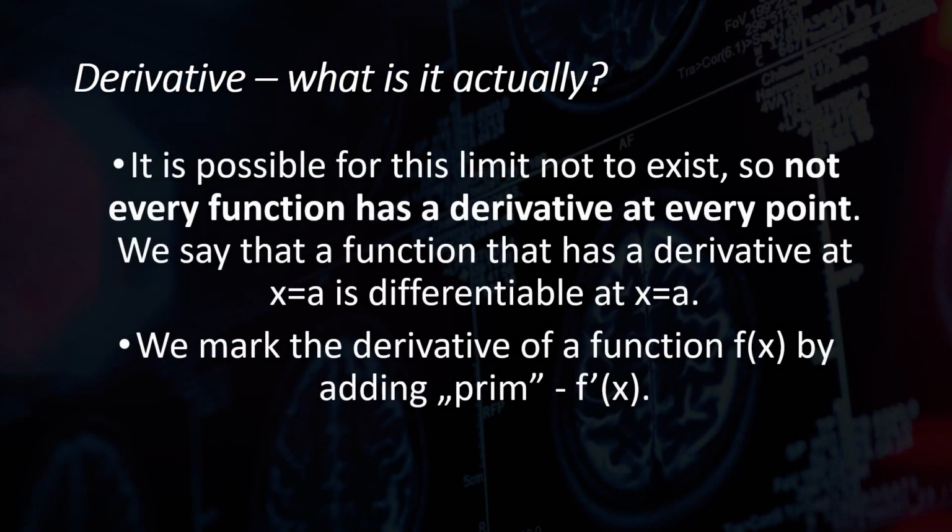It is possible for this limit not to exist, so not every function has a derivative at every point. We say that a function that has a derivative at x equals a is differentiable at x equals a. For example, we can't take a derivative of a hyperbola at x equals 0 because it's impossible to divide by 0. Also, we mark the derivative of a function f of x by adding a prime, f prime of x.